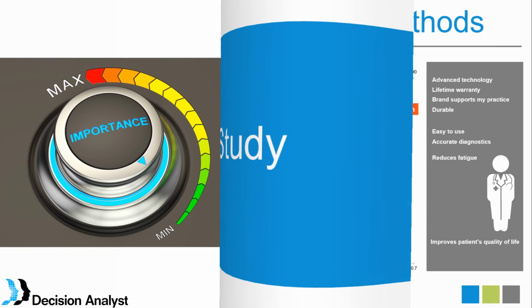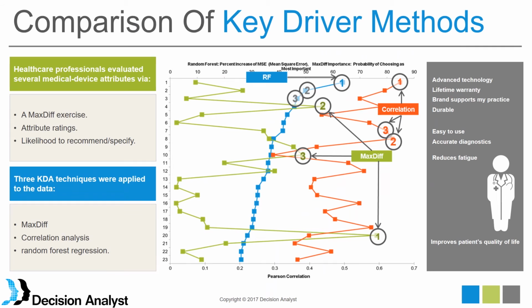And so for this study, we surveyed healthcare professionals. They evaluated several medical device attributes using a MaxDiff exercise. Then the same attributes were rated in terms of importance. And then we used performance ratings of several brands within this category. And finally, a likelihood to recommend or specify for each of those brands.